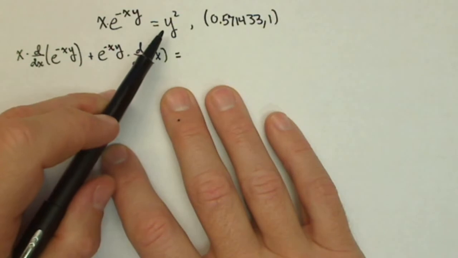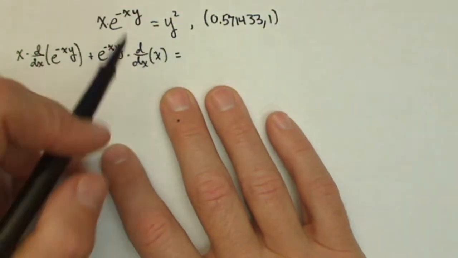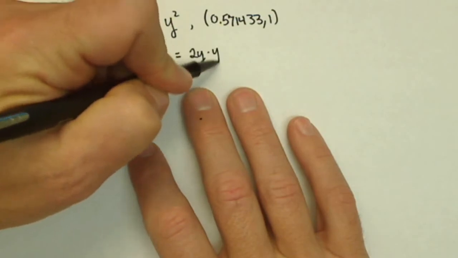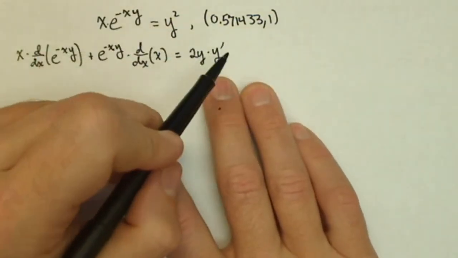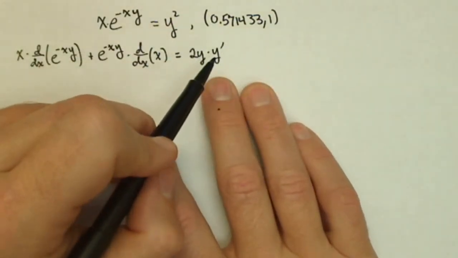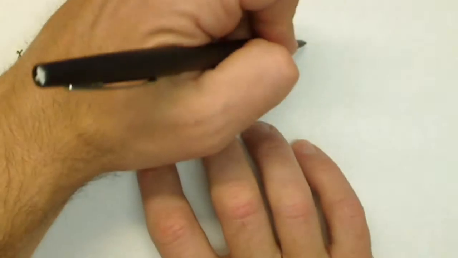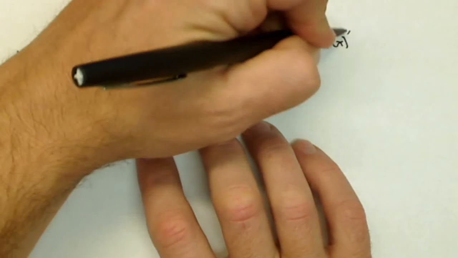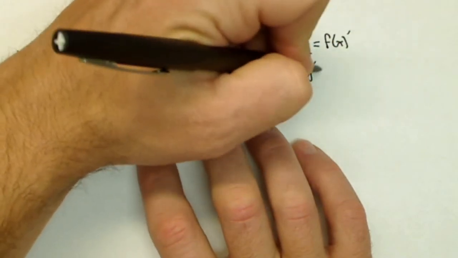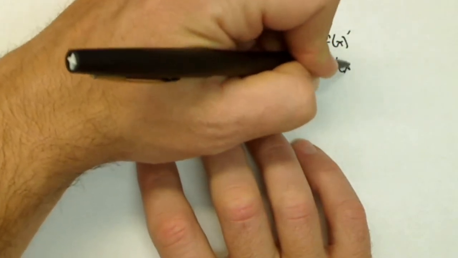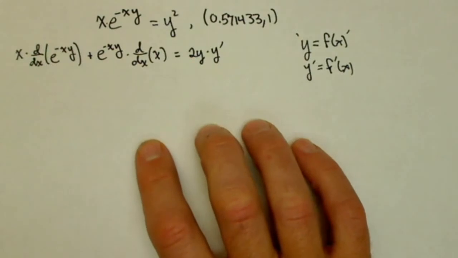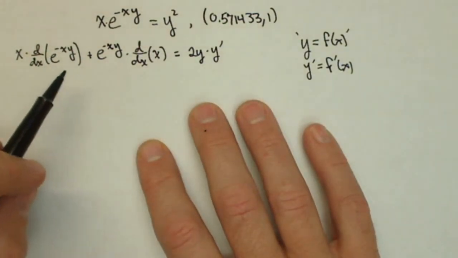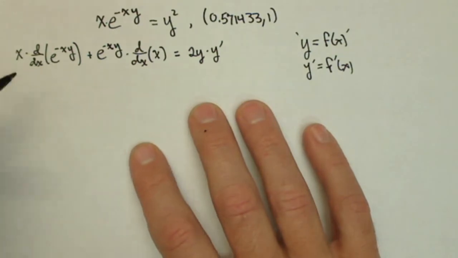Over on the right-hand side, we don't need any special rules. It's going to be 2y times y prime. Remember, the y prime is necessary because it's chain rule. We're thinking of y as an implicit function of x. And so in my notation, y prime is the derivative of y. Okay, we have more derivatives to take on this left-hand side, as you can see.